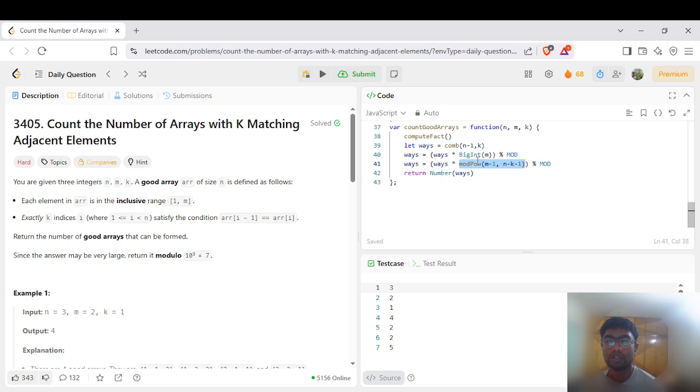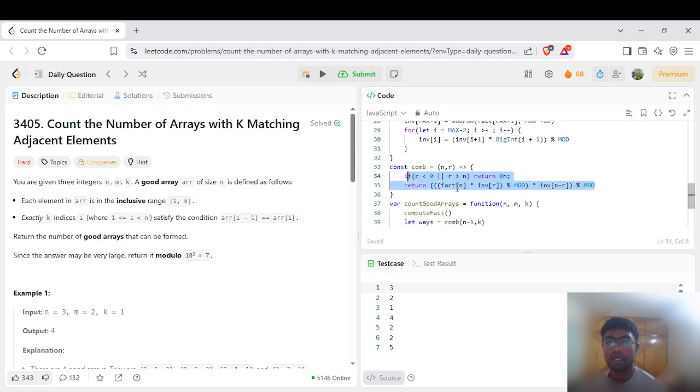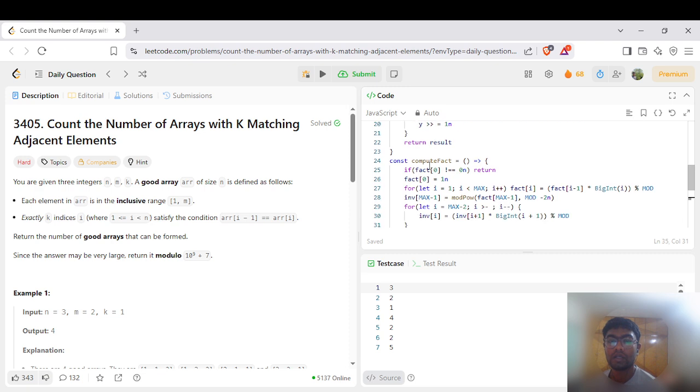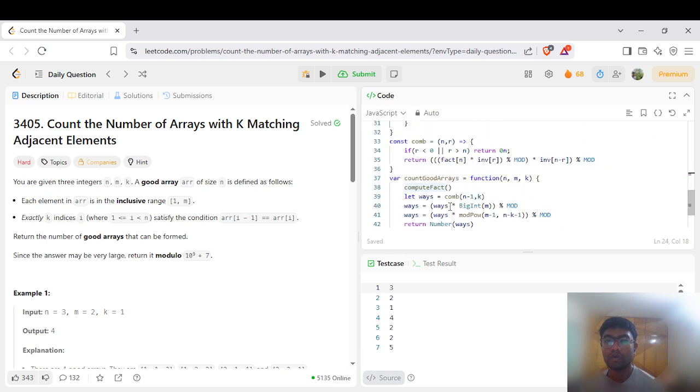So both of these correspond to filling up a specific space with a specific digit within the range m, and that formula would be m into m minus 1 power n minus k minus 1, right? So that's the formula that we are applying here, and each of these functions is doing its job, where in combination we calculate the n factorial by n minus r factorial, as we see here, and we pre-calculate all the factorials within 1 to max, so that we can quickly make a lookup to get all the values.